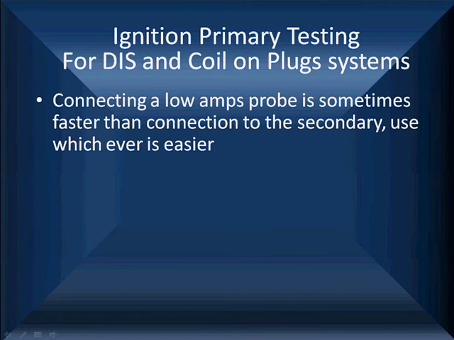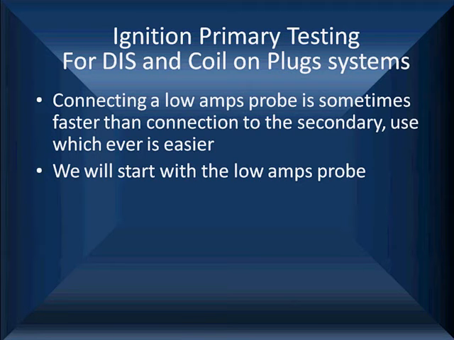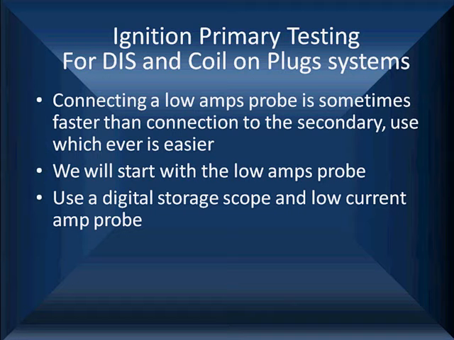Now, you can pick either side you want to start testing, but we're going to start testing the input side with a low current probe. Now, a low amps probe is sometimes faster to connect than the secondary adapters, and we want to make sure you understand that. We're going to start with the low amps probe and talk about utilizing it with a digital storage scope, because we need to see the pattern.